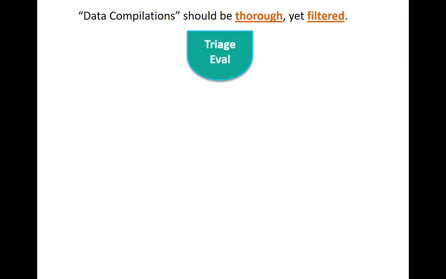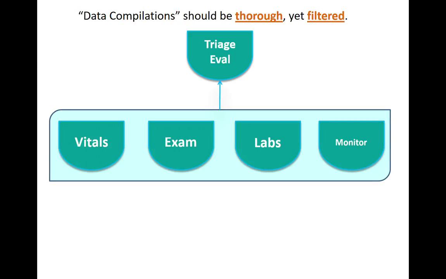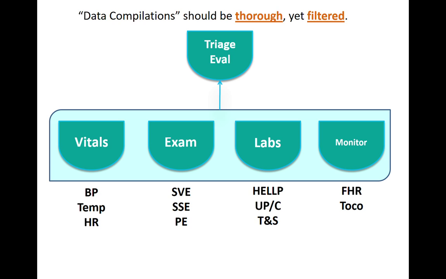In the example of our data compilation called triage evaluation, there are several sub-steps that compose that triage evaluation. We need to gather vitals, we need to do an exam, we need to gather labs, we need to monitor mom and baby. It's important when building your data compilations to specify the pieces of information that you would need in each one of those sub-gather steps.